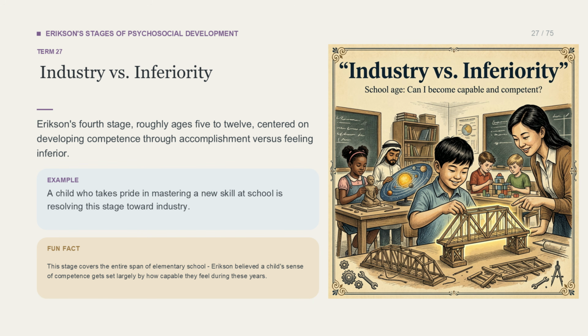27. Industry versus inferiority. Industry versus inferiority is Erikson's fourth stage, roughly around the ages 5 to 12. It's centered on developing competence through accomplishment versus feeling inferior. A simple example is this. A child who takes pride in mastering a new skill at school is resolving this stage toward industry.